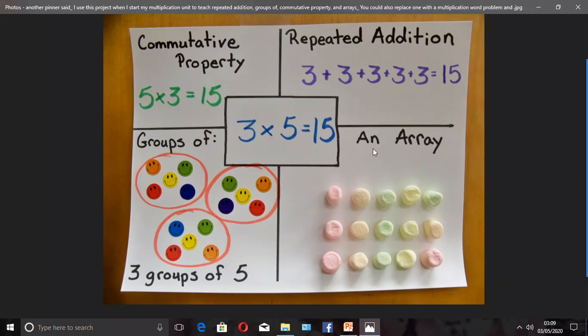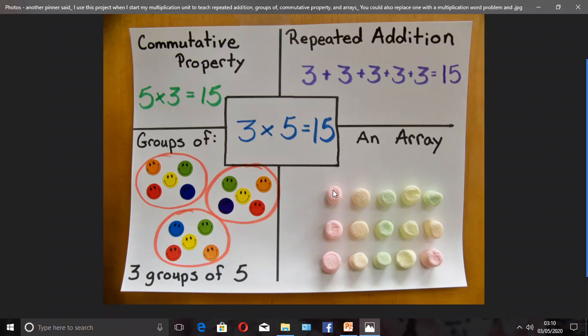Finally, we look at an array. Can you see this array? Here, you can arrange objects. Can you see? We have 3 here. 1, 2, 3. And we have 5 here. 1, 2, 3, 4, 5. So, we have numbers arranged. You can say 3 is arranged 5 times. The first time, the second time, the third time, fourth time, and fifth time. You can also say 5 is arranged 3 times.